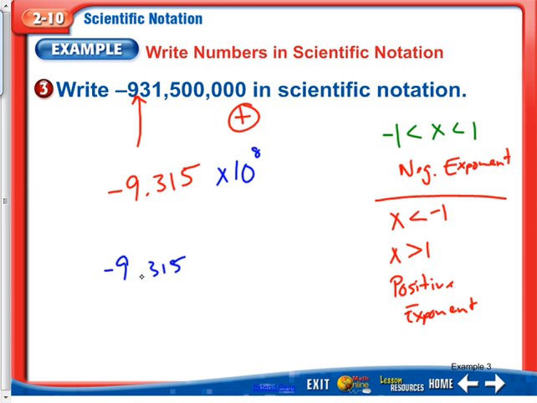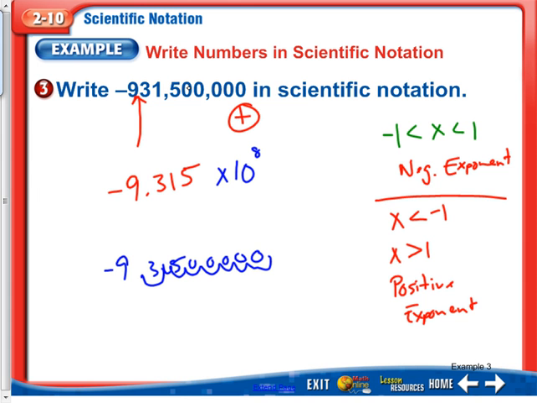Let's move it 8 times to the right. 1, 2, 3, 4, 5, 6, 7, 8. Okay, so that's 1, 2, 3, 4, 5 zeros. So look at this one, 1, 2, 3, 4, 5 zeros. So that does work out.